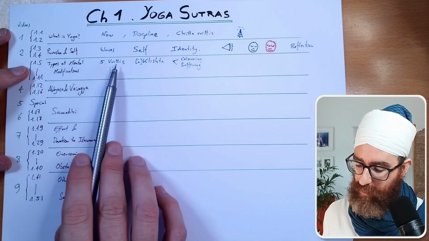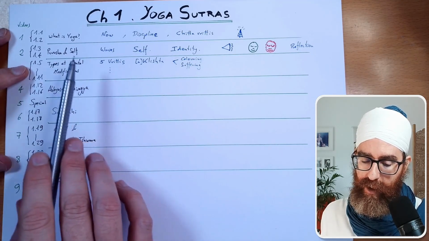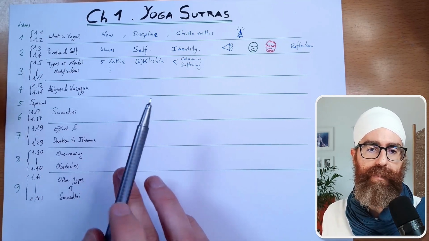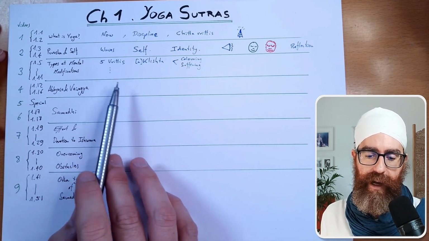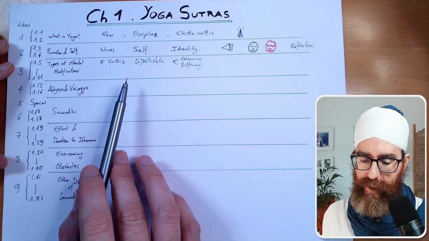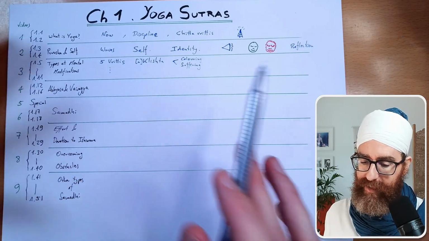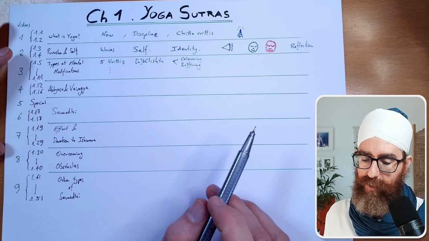And then 1.6 was telling us the 6. And then 1.7, 8, 9, 10, 11 give a bit deeper description of these 5 different kinds of vrittis, explaining a little bit more about those. And we made this connection to the levels of consciousness.